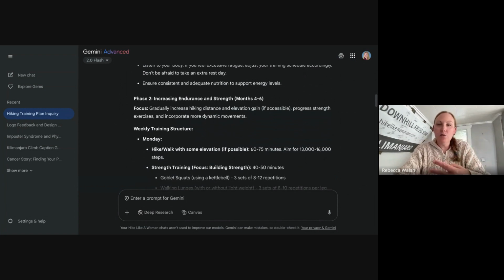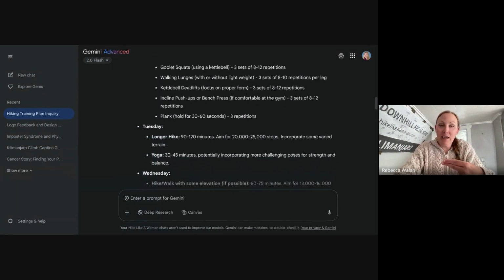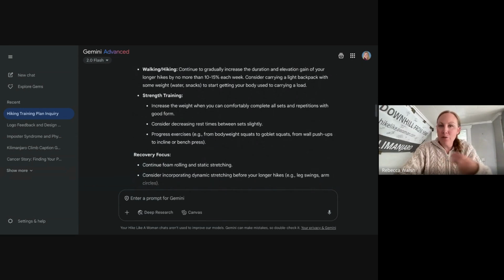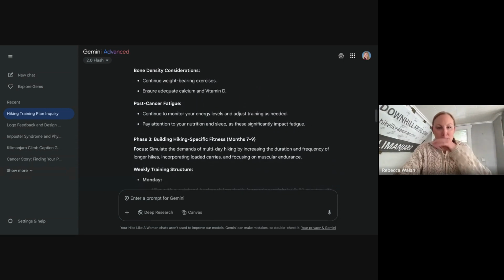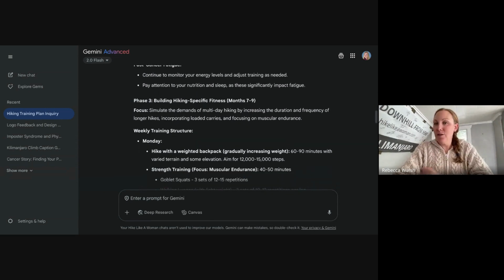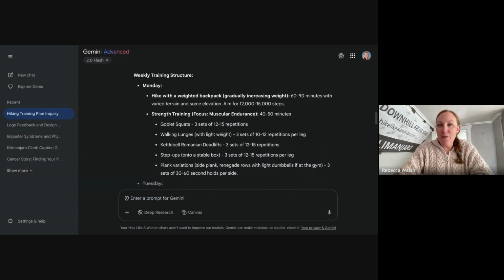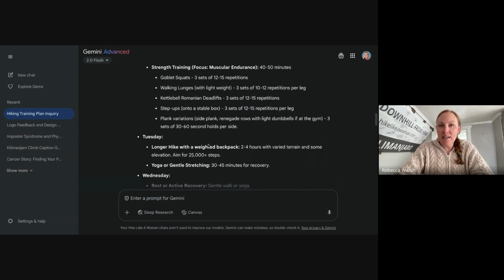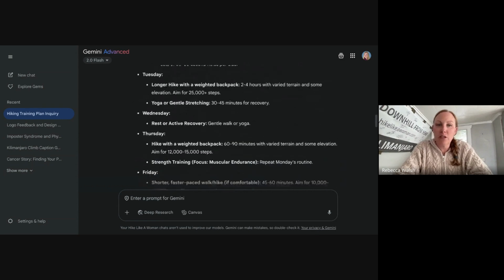And then months 4 through 6. So they gave me phase 2. This is the second iteration as we start to increase the intensity here. Once again, broken down to a workout every single day, mentioned progressive overload, recovery focus, nutrition, bone density. We moved on to phase 3. So these would be months 7 through 9 before the West Highland Way. Once again, now they're starting to incorporate hiking with a weighted backpack, some different strength training exercises, a different focus there. So from building general strength to muscular endurance.